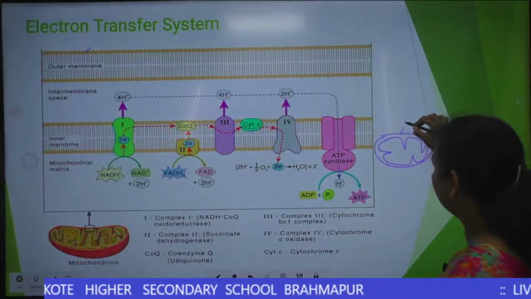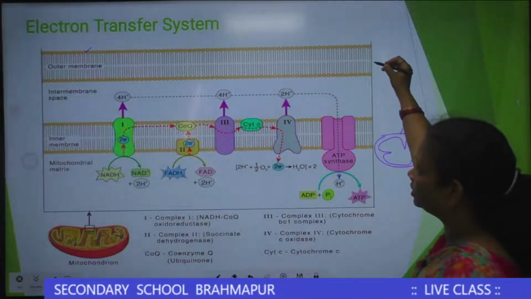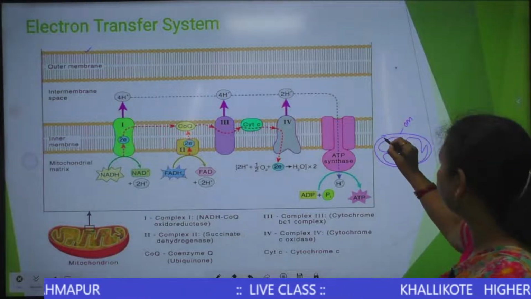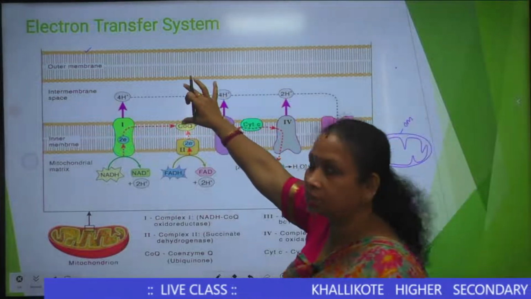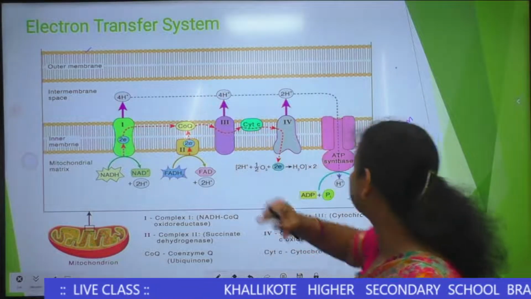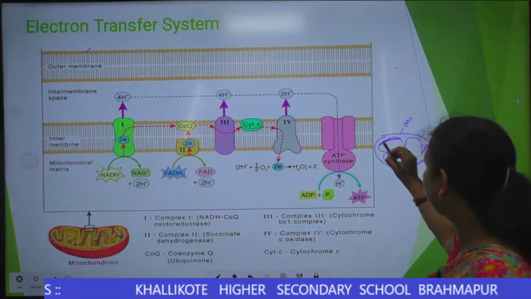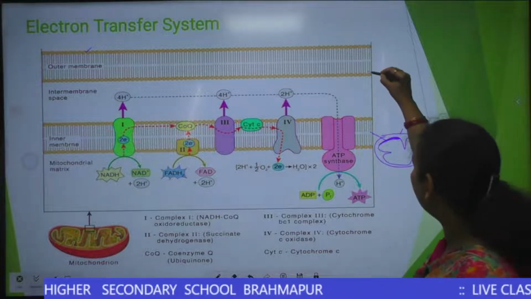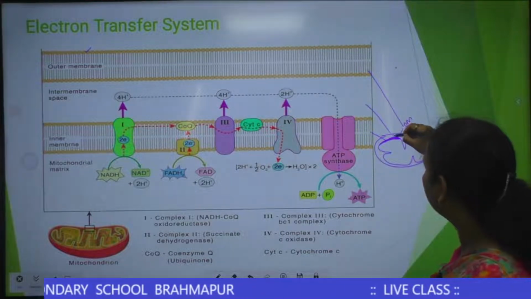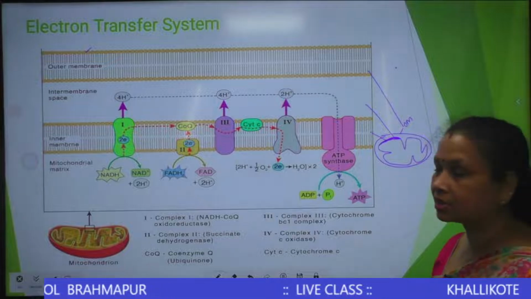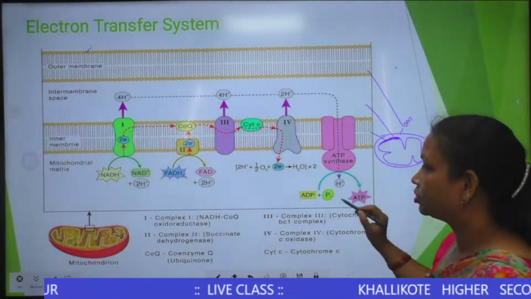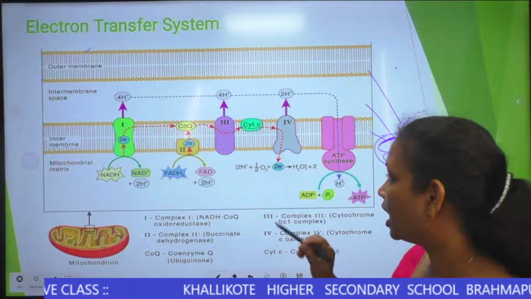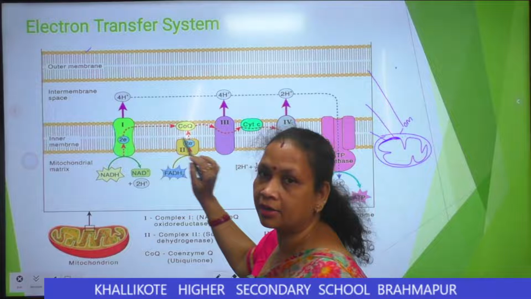So, this is the outer membrane that is represented by this outer structure. Then this is the intermembrane space, and this represents the inner membrane. So, this is the inner membrane part, this is the outer membrane part and this is the intermembrane space that is present in the mitochondria. Here you can see that the electron transport complexes are present in the inner membrane.